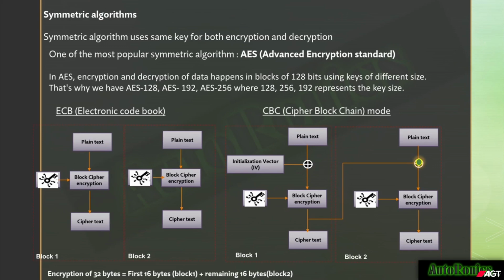As you see, the IV is randomized for the initial block, and for upcoming blocks the IV is taken from the ciphertext of the previous block. That's why, compared to ECB mode, this mode is more secure, since randomness is added in the initialization vector, and it's been used in many applications like secure boot and in-vehicle secure communication.